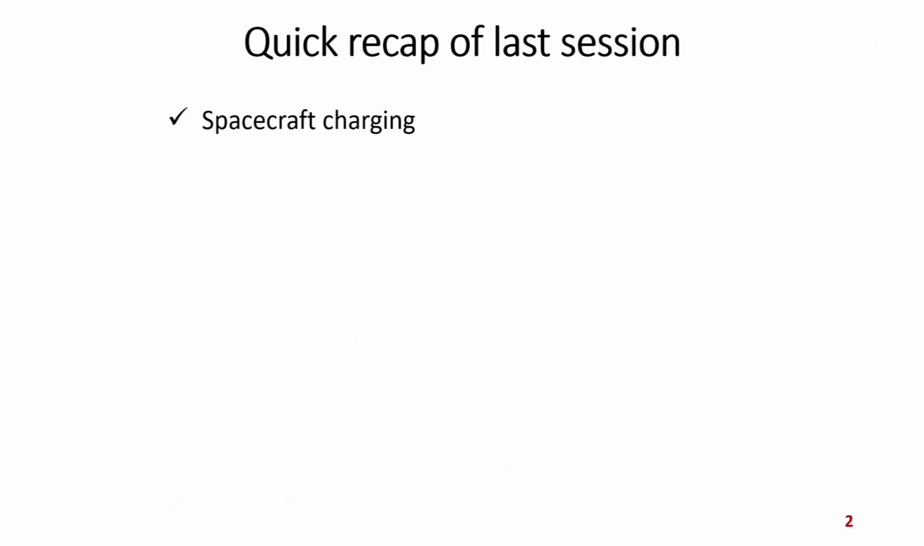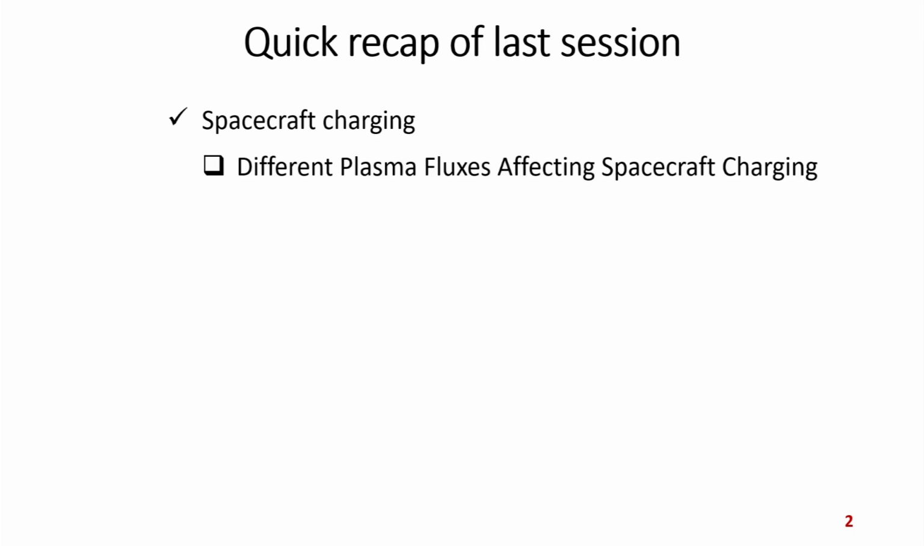In the last session, we discussed spacecraft charging. We discussed the different plasma fluxes that affect it, namely the primary electron and ion fluxes, then the secondary electrons due to primary ions or electrons, the backscattered electrons, as well as the photoelectric emission. So, these are the things we discussed.